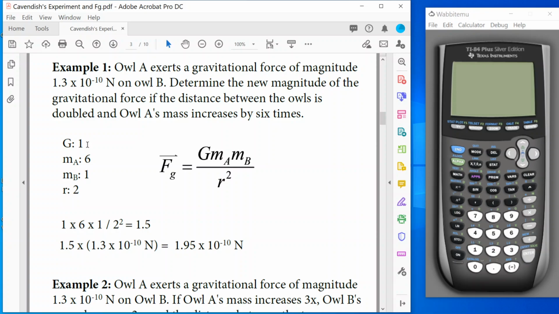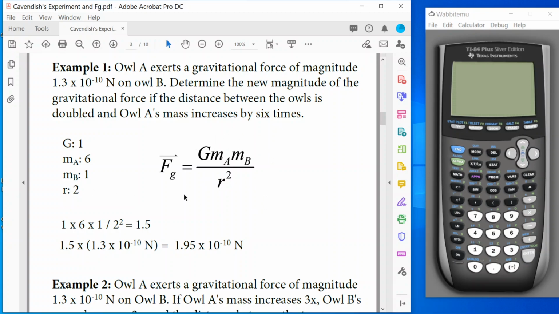Anything that doesn't change is going to be assigned a 1. So capital G is a constant. It is the same in every question that you do. Anything that doesn't change gets a 1. So G is being assigned a 1. MA, the mass of owl A, that increased 6 times, so I assign it a 6. MB, the question doesn't mention it changing, so I'm going to put a 1 with it. And then R is doubling, so we're going to assign R a 2.